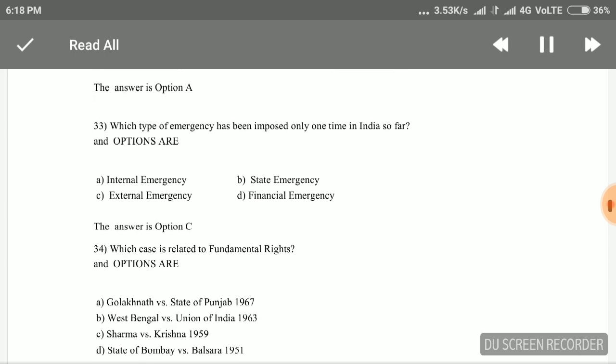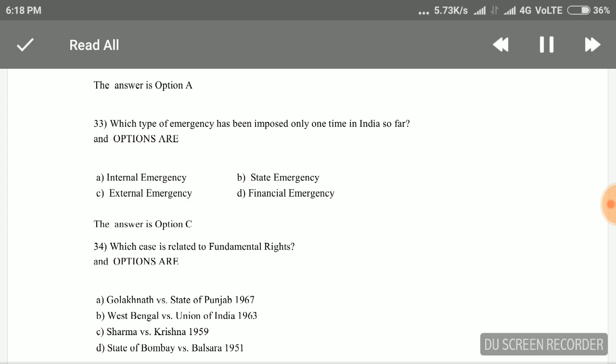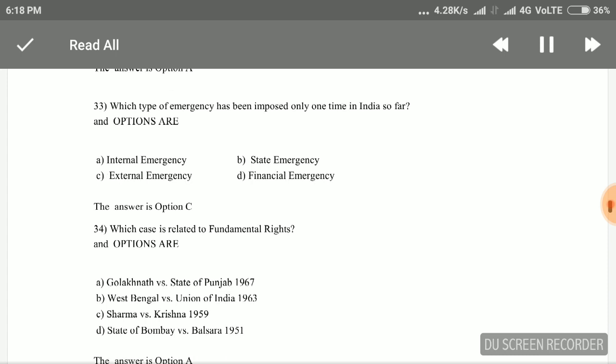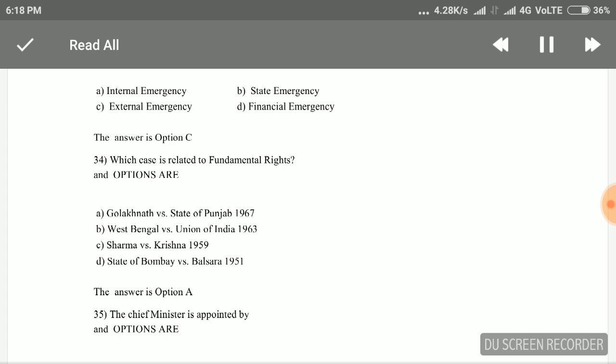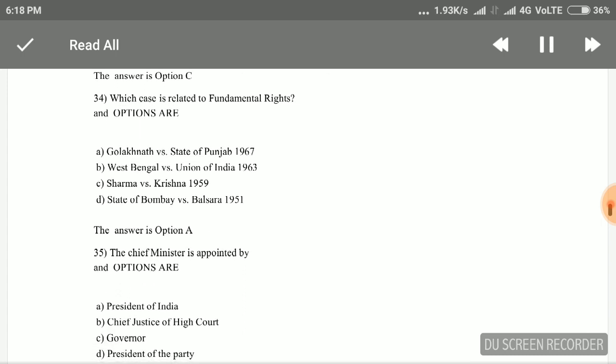34. Which case is related to fundamental rights? Options are A. Golaknath vs. State of Punjab 1967. B. West Bengal vs. Union of India 1963. C. Sharma vs. Krishna 1959. D. State of Bombay vs. Balsara 1951. The answer is option A.